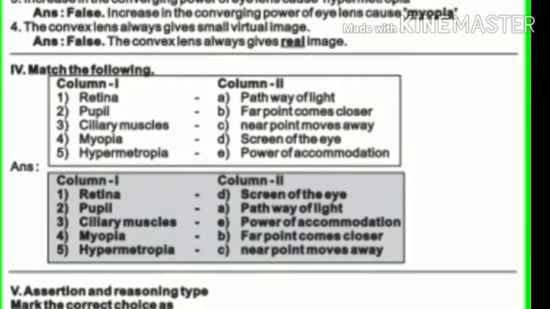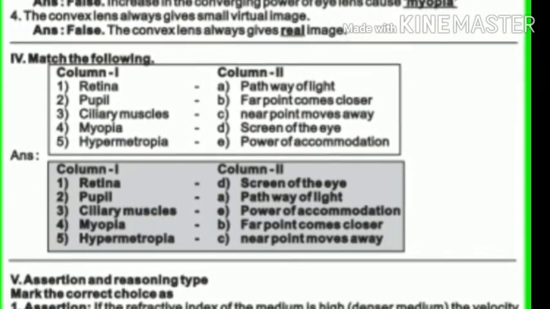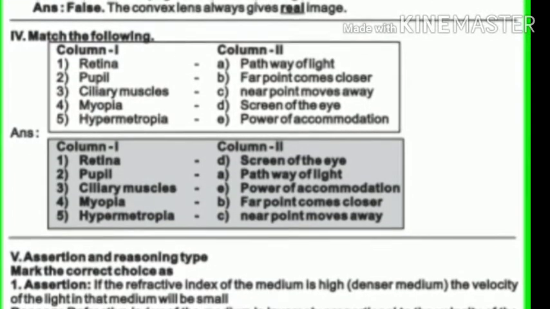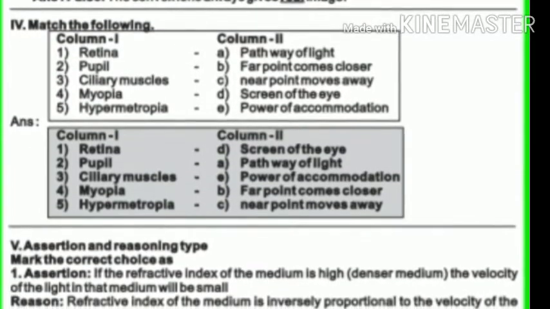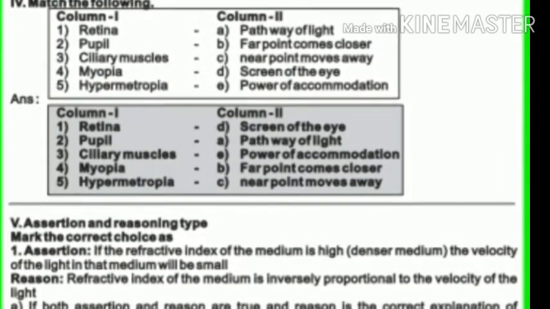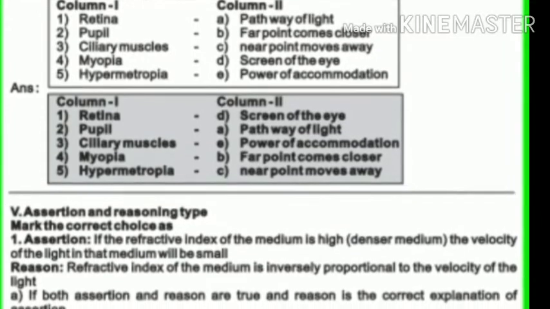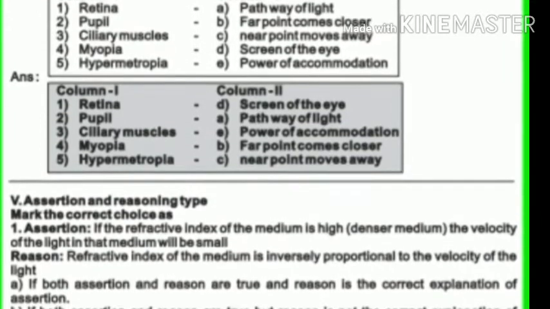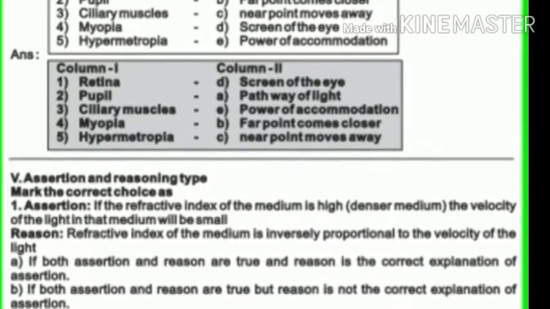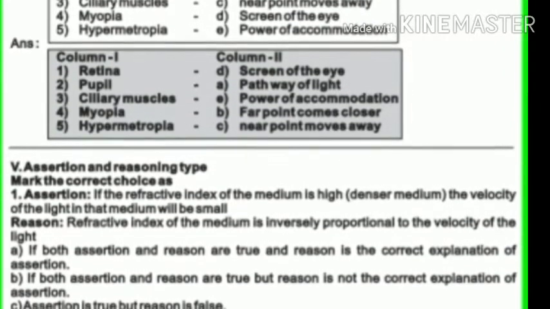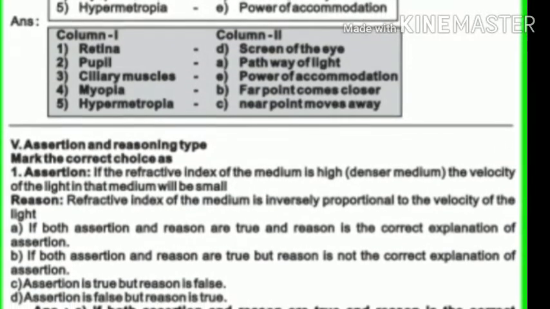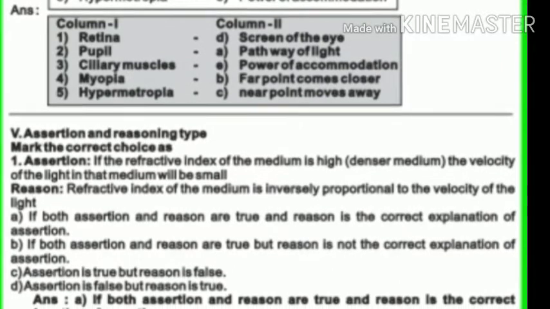Now let us enter into the match the following. Retina. The answer is option D, screen of the eye. Pupil. Option A, pathway of light. Ciliary muscles. So the option E, power of accommodation. Myopia. Option B, far point comes closer. Hypermetropia. Option C, near point moves away.